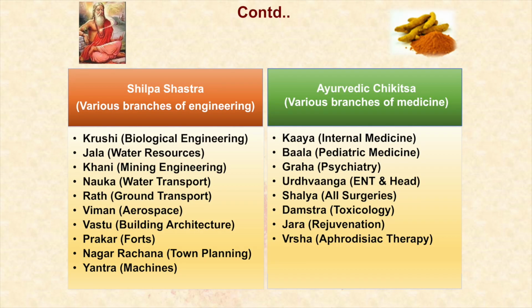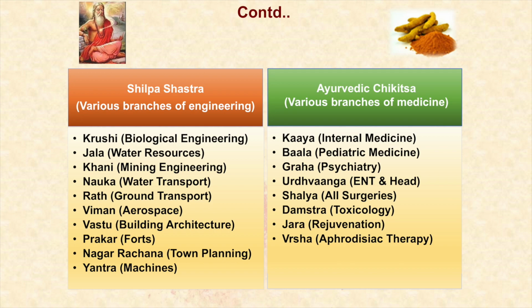So what are the evidences in ancient India about various branches of engineering? There are 2 aspects: one is the Shilpa Shastra and the other is Ayurvedic Chikitsa. Shilpa Shastra covers the various branches of engineering. For example, Krishi, which can closely be related to biological or agricultural engineering nowadays. Jala, that is water resource engineering. Next is Khani, or mining engineering.